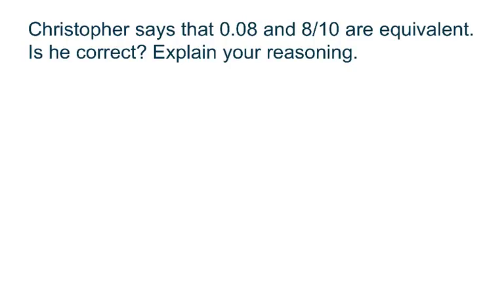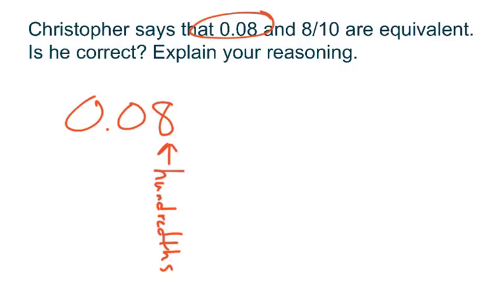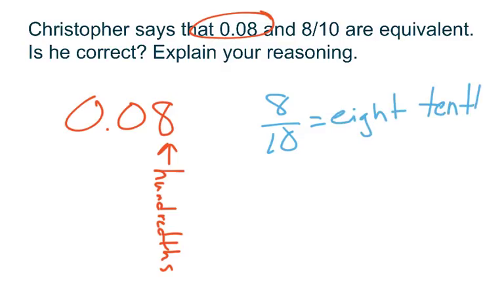All right, Christopher says that 0.08 and 8/10 are equivalent. Is he correct? Explain your reasoning. Go ahead and think about this. Are these two things equivalent? Explain your reasoning. These are not equivalent. Here we have 8, and this 8 is located in the hundredths place. So we have 8 hundredths, whereas in my fraction, I have 8 tenths. 8 tenths and 8 hundredths are not equivalent.